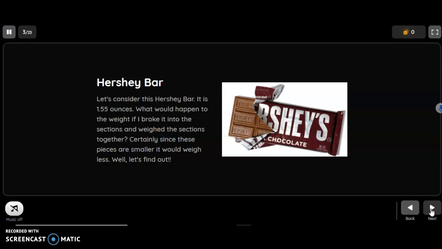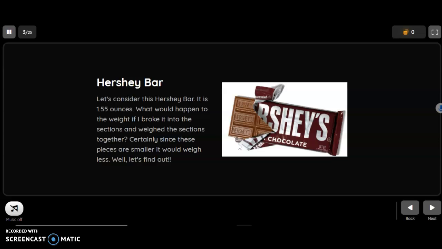But if I take this whole Hershey bar and I weigh it and it's 1.55 ounces and I break it into these little bitty pieces that they've segmented off for me. My question was this. I have 12 pieces. And I would understand if someone said, well, Mr. Bullens, you went from 1 bar to 12 pieces. 12 is more than 1. The bar would weigh more.